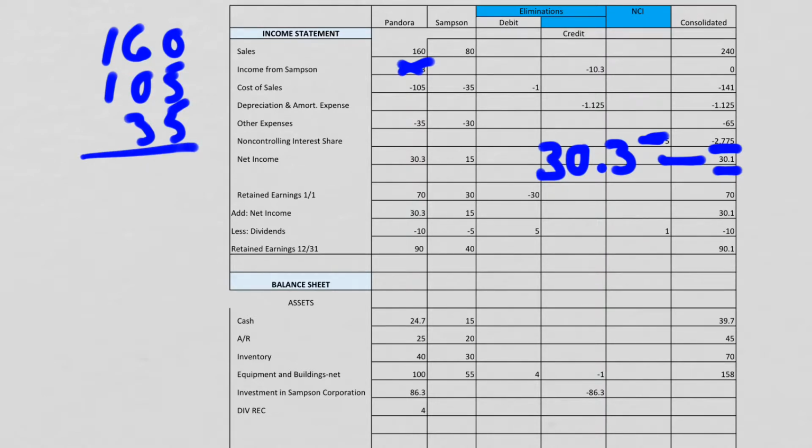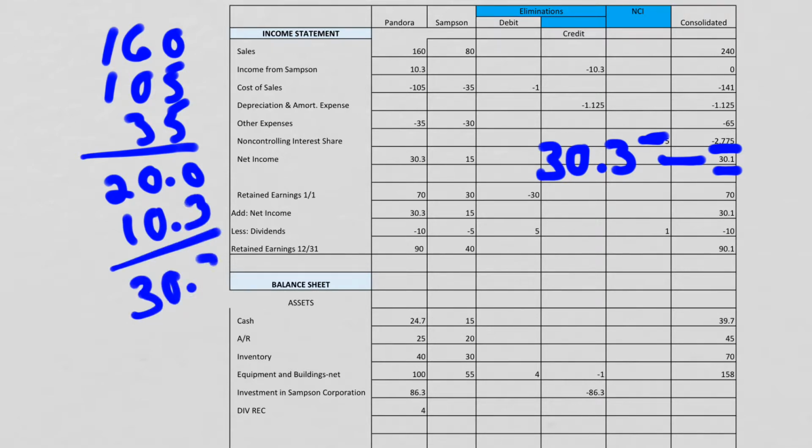160 minus 105 minus 35, and that's 20. So now let's adjust it for the amount of the income from the sub, which is part of the equity method. And what number was that? That was 10.3. So we got 20 here, put 10.3, and you get 30.3. All right, so what does that prove? I don't know what it proves, but let's keep on going because it's got to prove something somewhere.